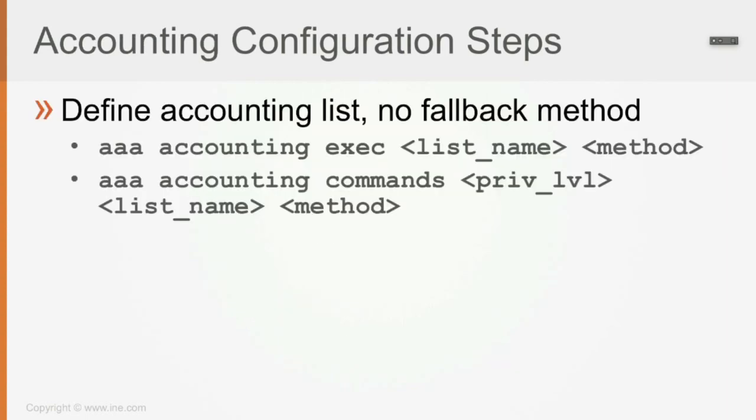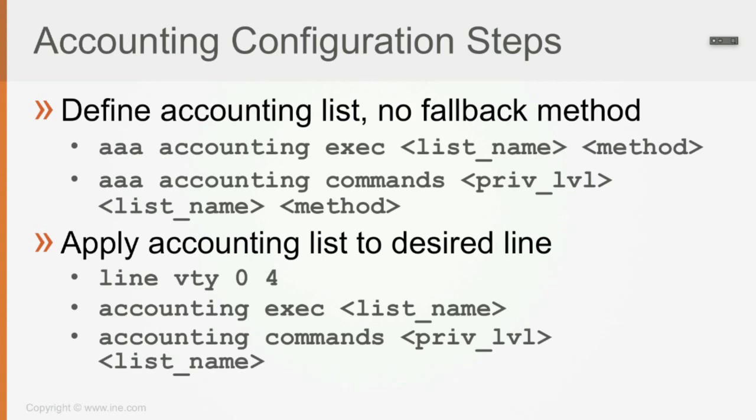Accounting wise, likewise, there is no fallback method with accounting. As I was saying, from the accounting point of view, you can only do remote accounting, which means you can account for either exec level or for commands of specific privilege levels. So it's the same command format, aaa accounting, and I want to send accounting records to TACACS for exec access or for commands being typed in of a specific privilege level as configured in there.